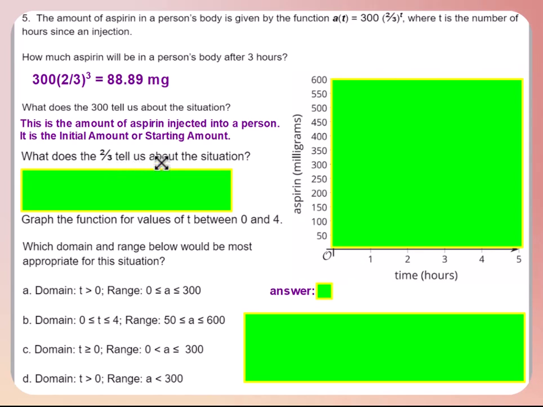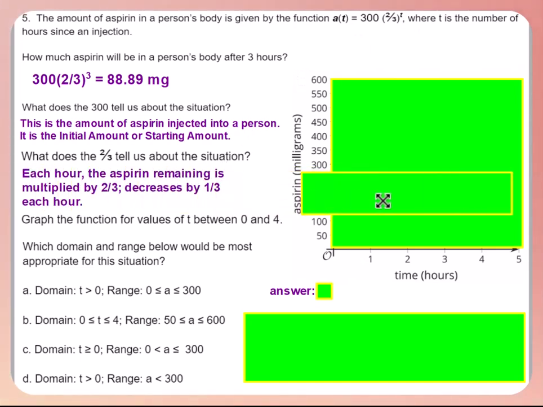What does the 2/3 tell us about that situation? Well, the 2/3 is going to be our growth factor. Now this 2/3 is less than 1. This is going to be the amount remaining after each hour since the injection. So each hour, the aspirin remaining is multiplied by 2/3. Now, if you want to say it decreases by 1/3 each hour, that's another way to say that.